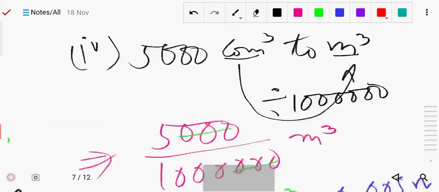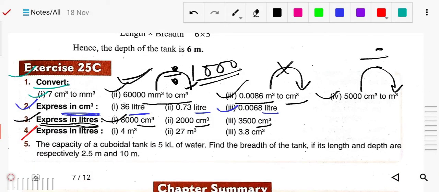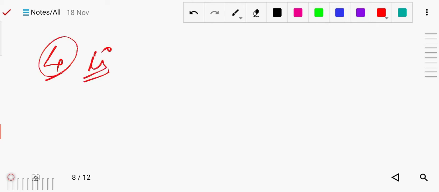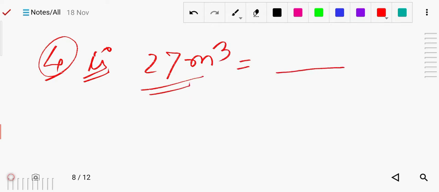Now next question, question number 4, express in liter. In the question, you can see it is given in meters and centimeters. So you have to see the units given, and you have to convert into liters. Here I will solve question number 2, which is given as 27 cubic meters, and you have to convert this into liters.